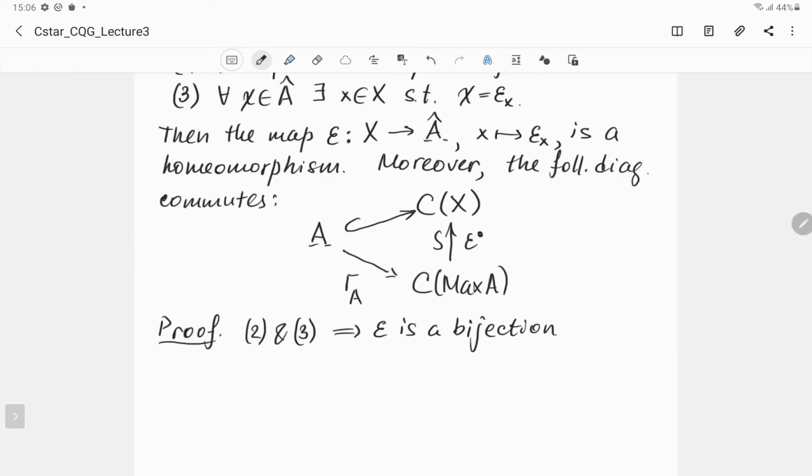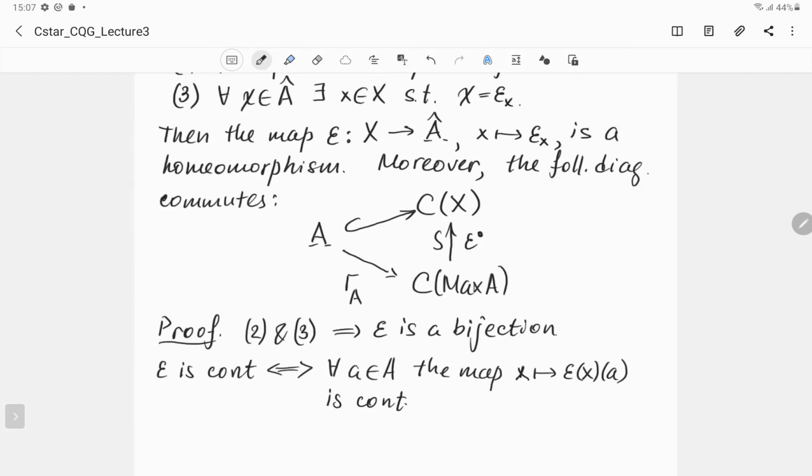We observe that epsilon is continuous if and only if the compositions of epsilon with all evaluation maps from A hat to the complex numbers are continuous. So for each a in A, the map which takes x to epsilon of x applied to a is continuous. This is essentially one of the basic properties of the weak star topology, which was discussed in the previous lecture.